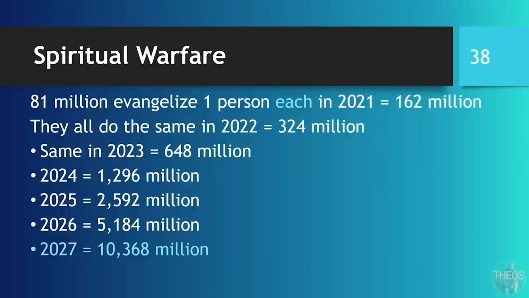No, actually it isn't. If everyone who claims to be an evangelical would evangelize one person each in 2021, you got 162 million. This is the latest census figures. If they all do the same the next year, you got 324, 648. Basically, in 2027, almost 25 years ahead of schedule, everyone in the world would have the gospel. This is not an impossible task.